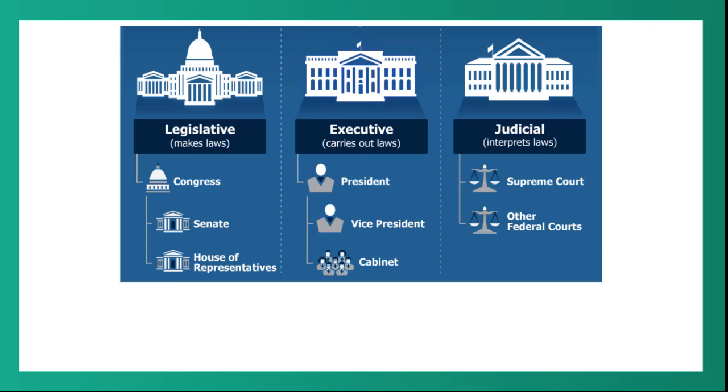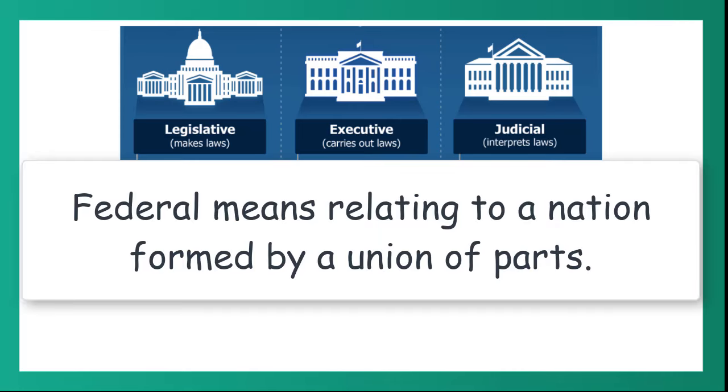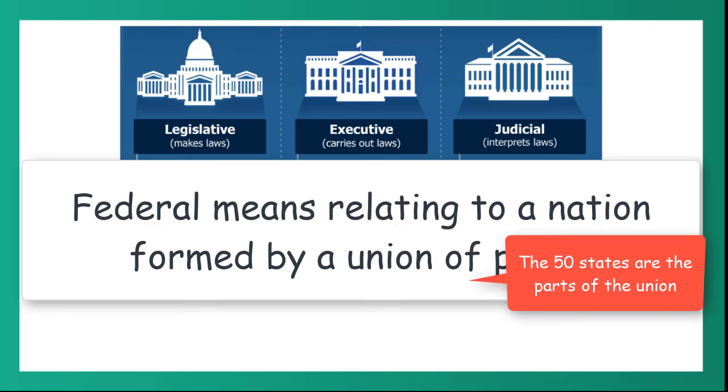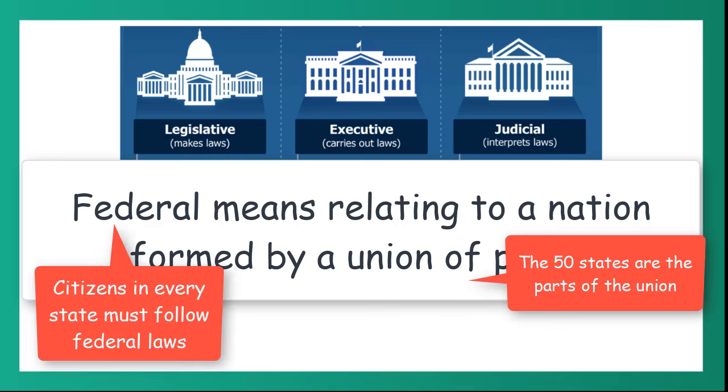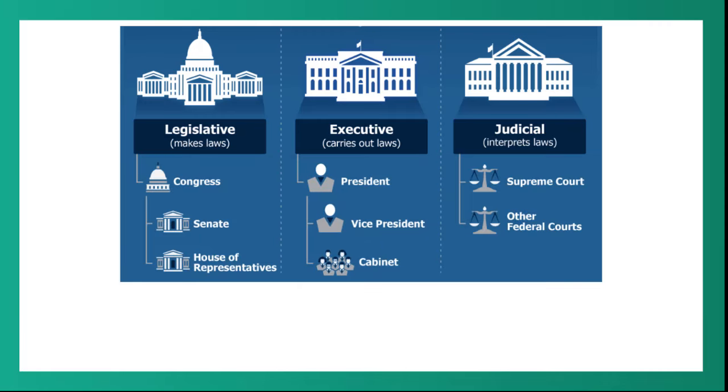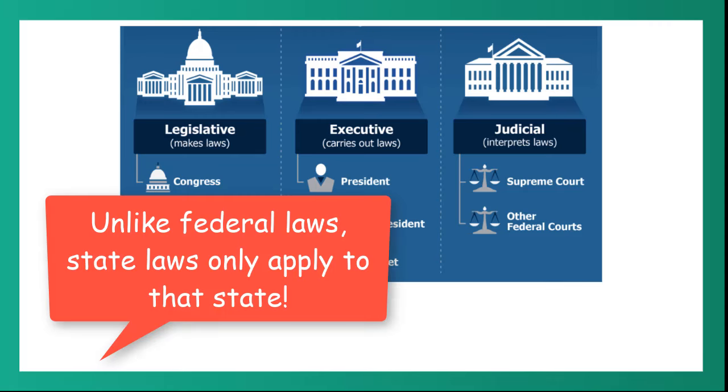In this lesson, we're going to learn how federal laws are made. The word federal means relating to a nation formed by a union of parts. In the U.S., the 50 states are like the parts of the union. We have a federal government, and people in every state must follow the laws made by the federal government. We have learned that we also have local governments, like states and communities. States can make their own laws too, but those laws only have to be followed in that specific state.